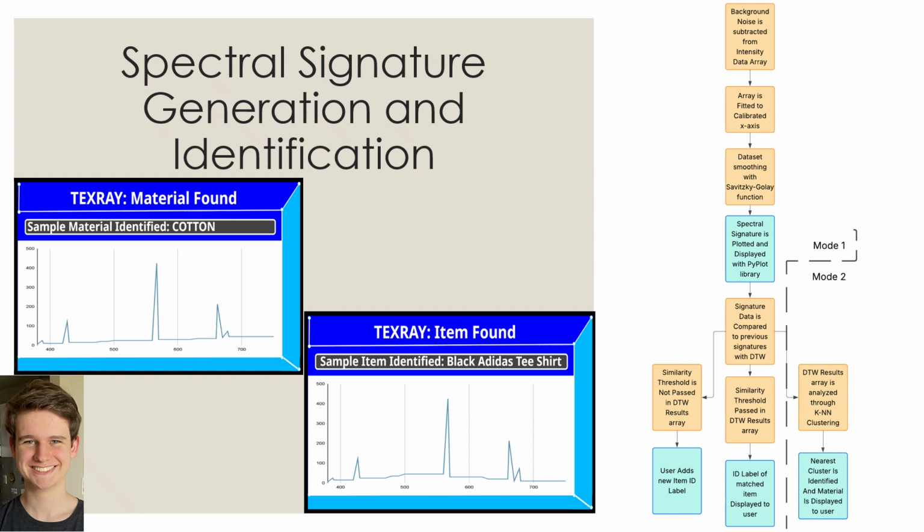In the case of product comparison, the DTW results array is searched through to find if any signatures pass a comparison threshold to be identified as a match. And in the case of material analysis, the results array is analyzed with k-nearest neighbors to find which material group the sample is best sorted into.